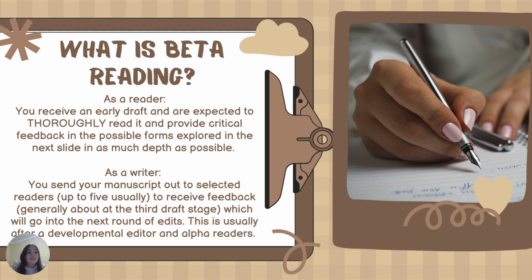As a writer, you send your manuscript out to selected readers to receive feedback on your project. This is normally up to 5 readers, but I really would not recommend any more than that during any round of beta reading, but you might like to do multiple rounds depending on where your work is sitting. So you normally think about starting beta reading generally at about the 3rd draft stage. This is after a developmental editor and alpha readers normally, if you are making use of those sources of feedback.